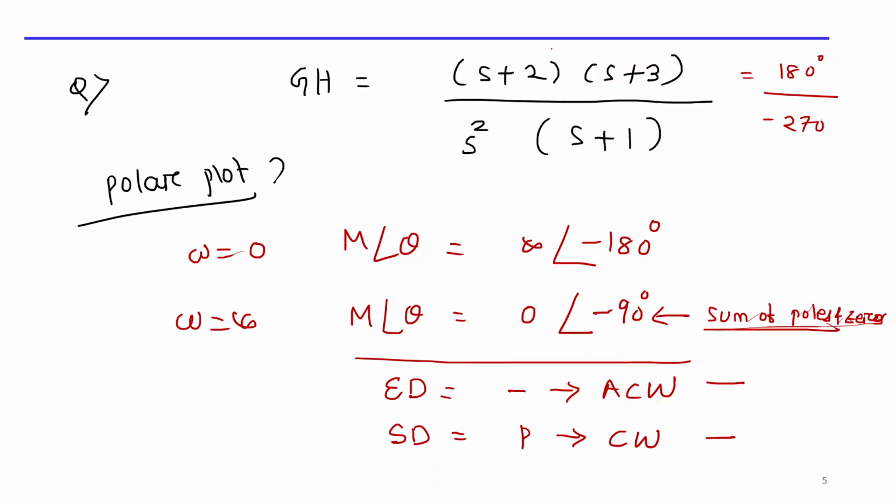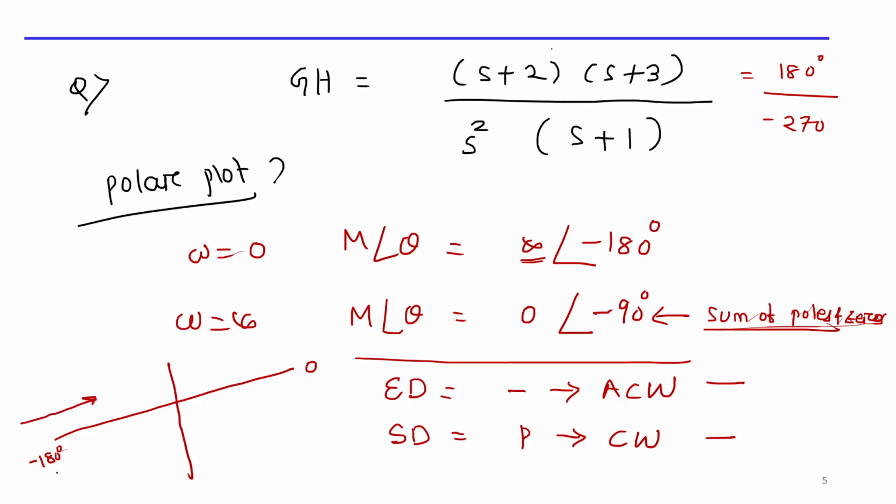So how to do the polar plot? Let me quickly draw the polar plot here. At which point do you have to start? This is -180, so you have to start on the -180 degree line. From where do you have to start? You have to start from infinity, in this direction.